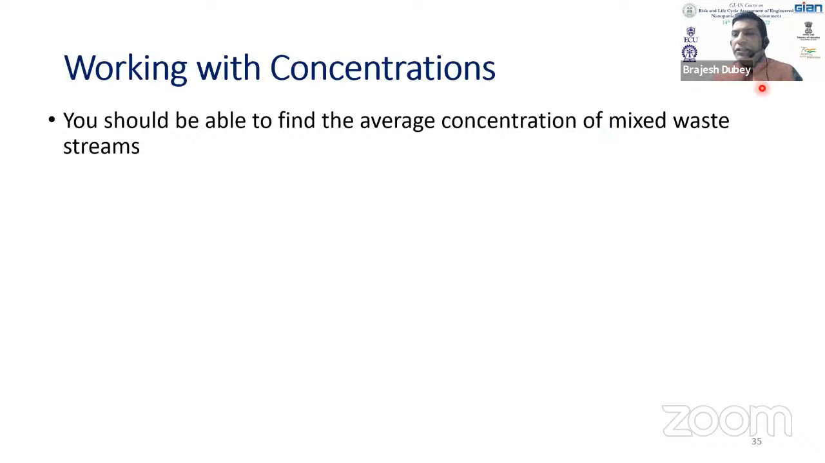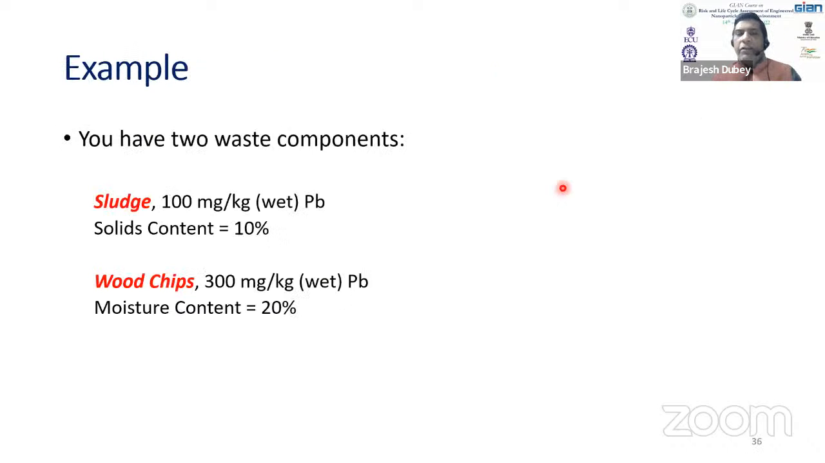We can also take an average. If there are different types of waste mixing together, we can take an average. For example, sludge has some lead, and wood chips also have some lead. This is 100 milligram per kilogram in terms of wet waste. Solid content in the sludge is 10%, so moisture content is 90%. Wood chips are 300, and moisture content is 20%. If you mix them 50-50, what will be the resultant lead concentration in the mix?